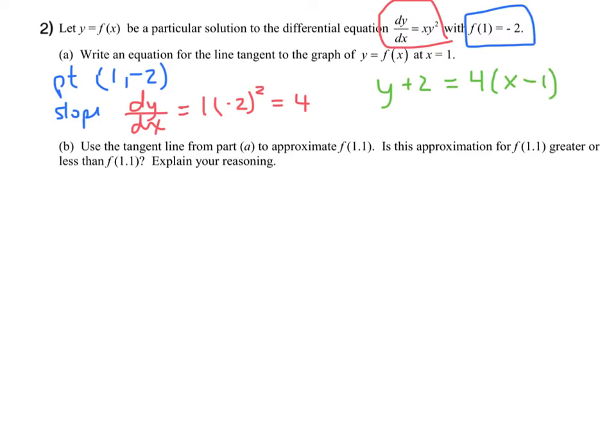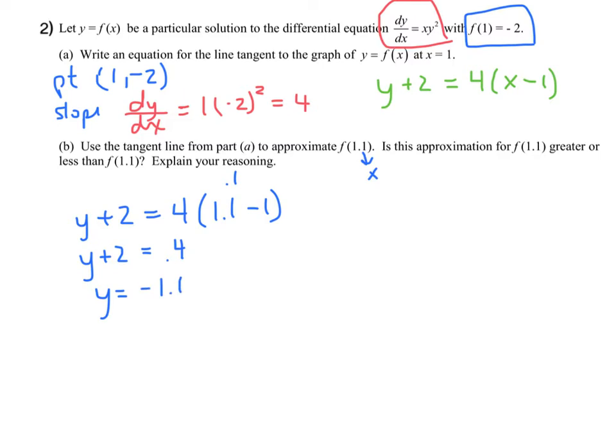Part B says use this line from part A to approximate f of 1.1. All right, so I recognize that what they're giving me in here is my x value. So y plus 2 is equal to 4 times 1.1 minus 1. So y plus 2 is equal to, see, this is going to be 0.1 times 4, which is 0.4. Subtract the 2, so y is equal to negative 1.6. And remember, that's an approximation. Okay, is this greater than or less than f of 1.1? Explain your reasoning.